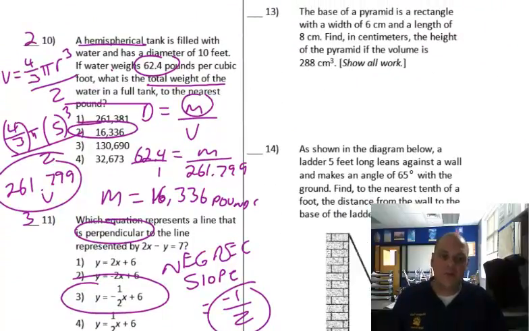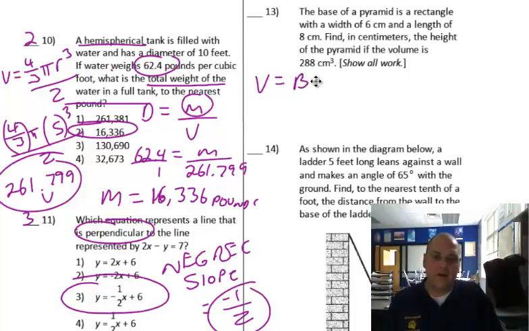The base of a pyramid is a rectangle with a width of 6 and a length of 8. Find in centimeters the height of the pyramid if the volume is 288. So volume equals 1/3 times base area times the height, because it's a pyramid. The volume's 288.